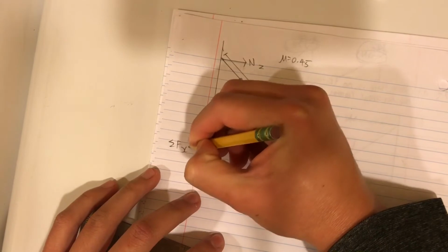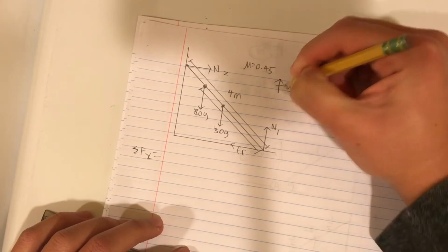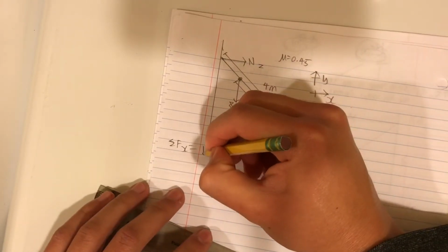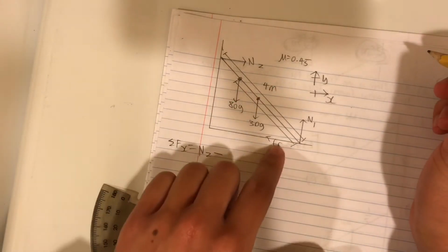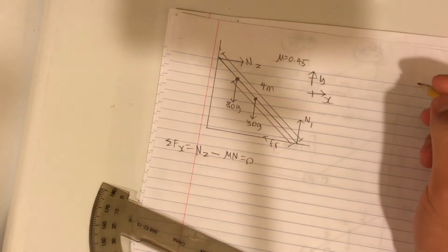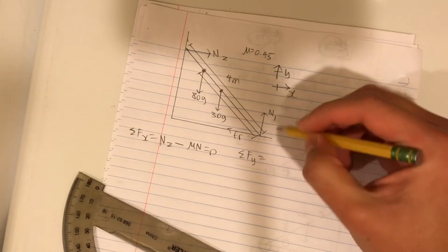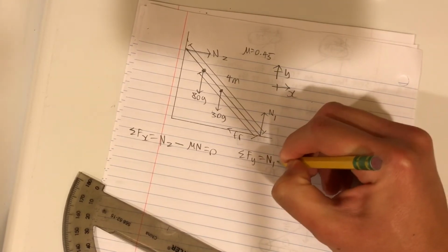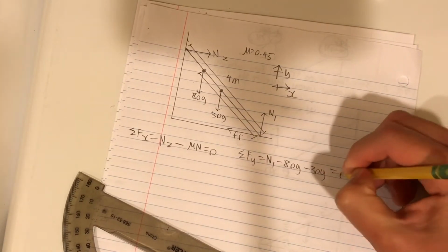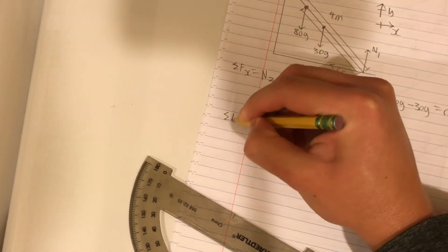Alright, let's do the x direction. Let's define real quick: up is positive y, and to the right is positive x. So, positive minus negative: normal force 2 minus friction, but let's just write friction as mu N to make things a little bit easier. The sum of forces in the y direction now: you have your positive normal force 1 minus your weights, so minus 80g minus 30g, which should give you 0. Now the sum of torques. We need a little bit of room here because we're going to continue those later.